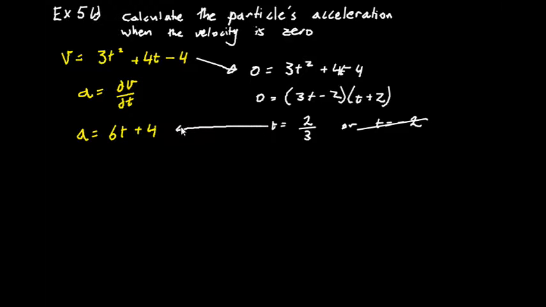So now using that, t is equal to 2/3 to find acceleration at that time. And we should get acceleration is equal to 8. So the acceleration is 8 meters per second squared when the velocity is 0.